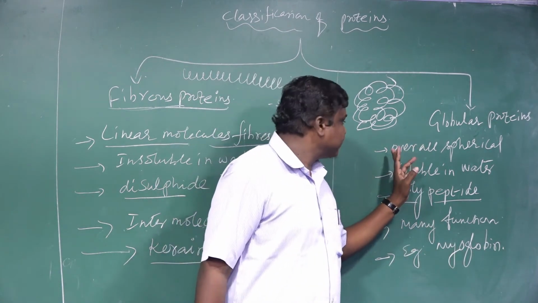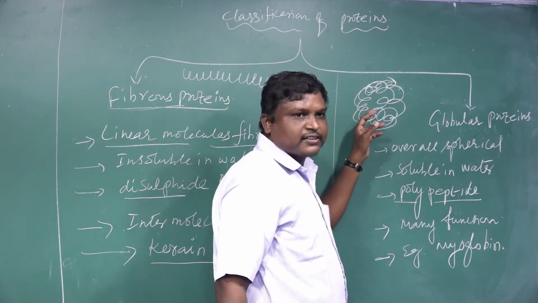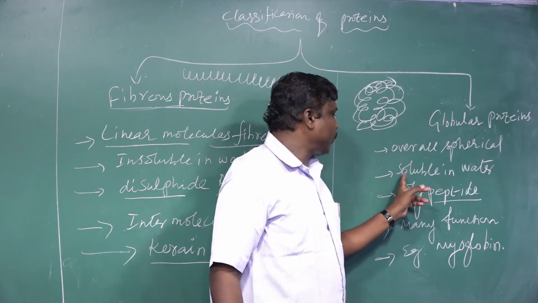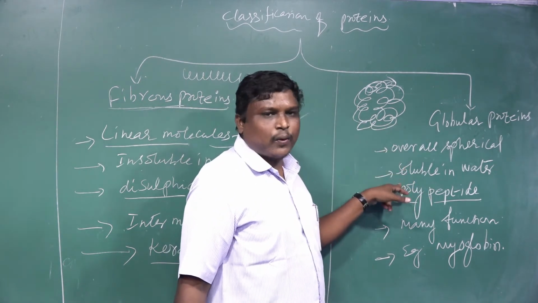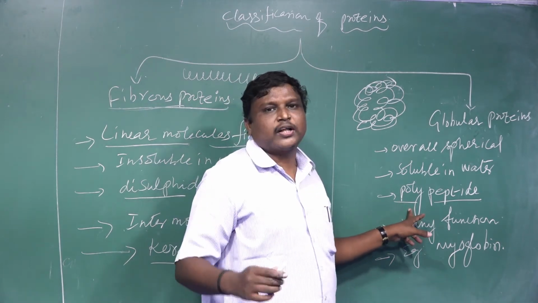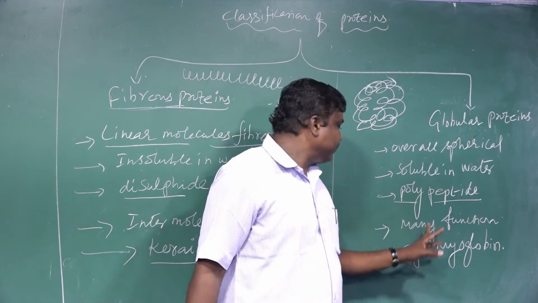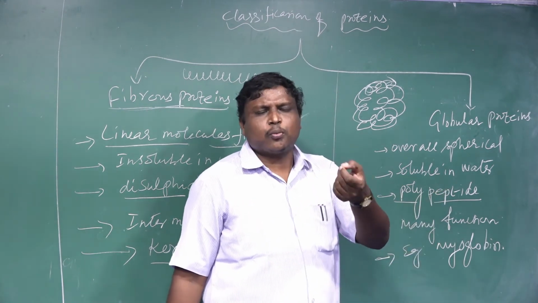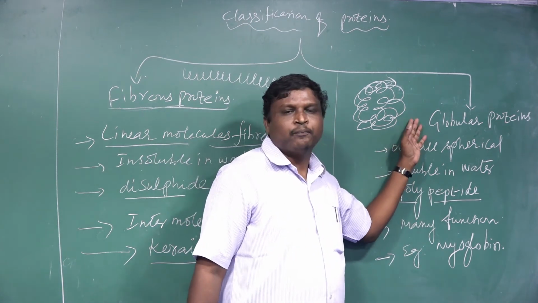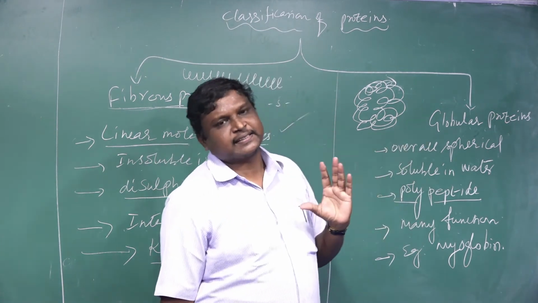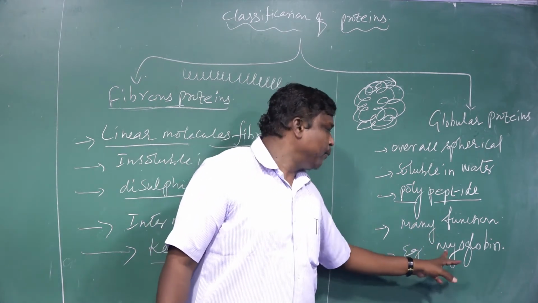First, overall it is a spherical shape. Second, it is soluble in water, a water soluble protein. Third, it is a polypeptide, more than two peptide bonds. Fourth, many functional groups can be accommodated in a globular protein, especially for enzyme catalysis. Fifth, the example is myoglobin.